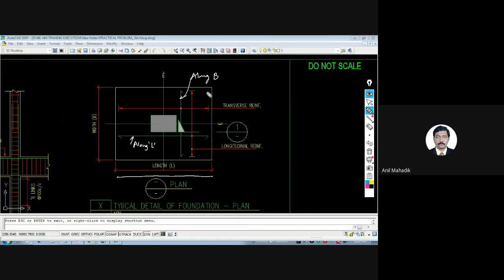I know that many people may get confused about along and across. Better you should know which direction you are expecting, so you can write it over here itself. As it is a length, we can call this along L reinforcement a longitudinal reinforcement, and this along B a transverse reinforcement. But I generally don't use that. You can use along L and along B. It's very simple.